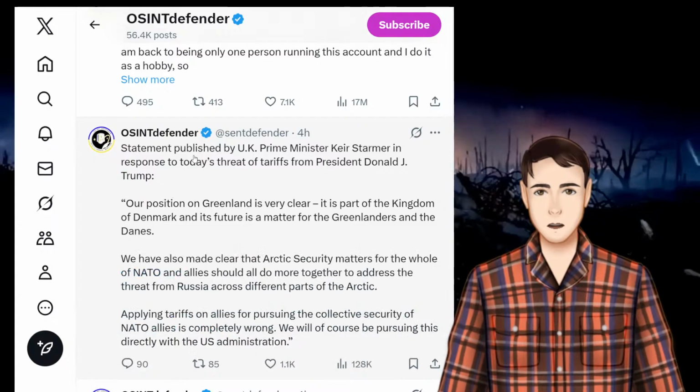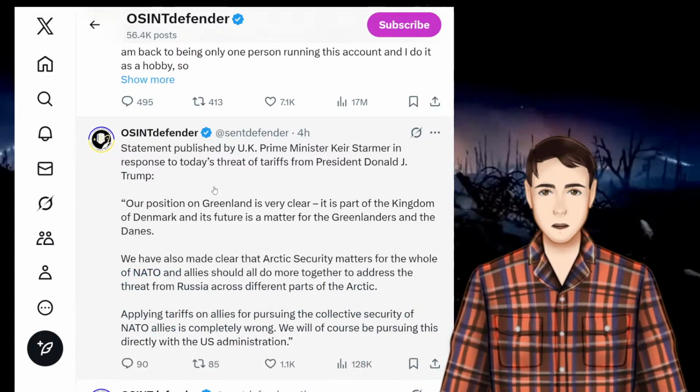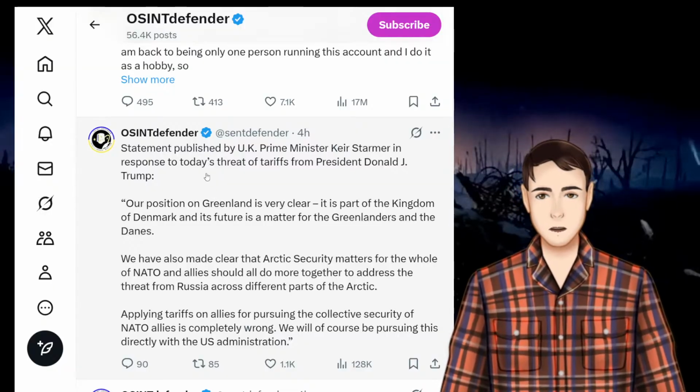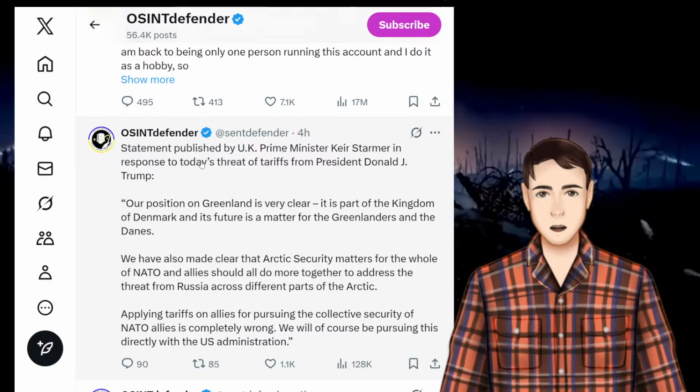It's 4 hours ago. Statements posted by UK Prime Minister Keir Starmer in response to today's Trump tariffs from President Donald Trump. Oh yeah, that's right. Trump's going to levy tariffs on anybody who disagreed, anybody who sent troops to Greenland.